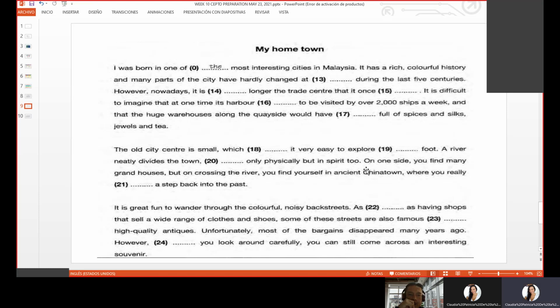Okay. On one side, you find many grand houses, but on crossing the river, you find yourself in Chinatown, where you really have to step back into the past. I would say take a step, because take a step is like tomar un paso. Okay, take a step back into the past.